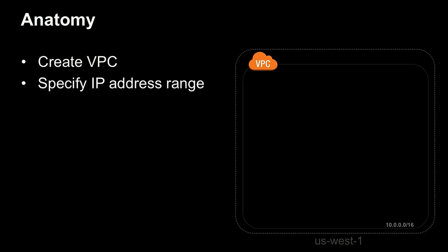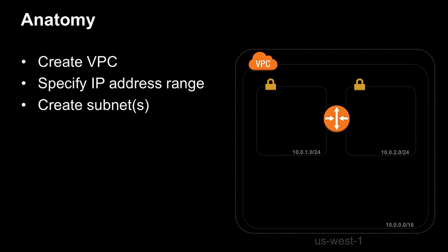So let's talk about what VPC looks like. So we have multiple regions around the globe. In a region, you can launch a VPC. So when you create it in the IPv4 world, you specify a CIDR range for that VPC. And that CIDR range can be a /16 to a /28, and you get to pick the size.